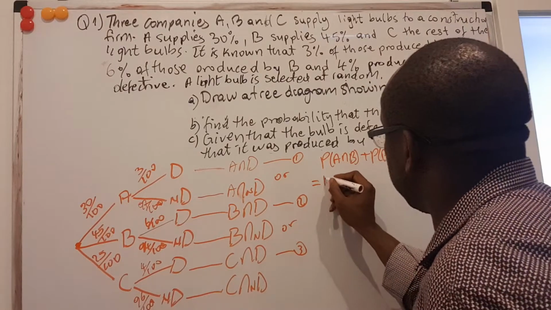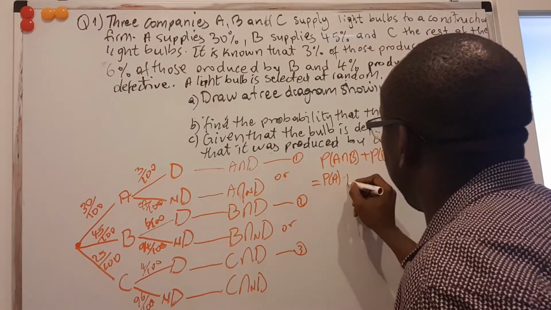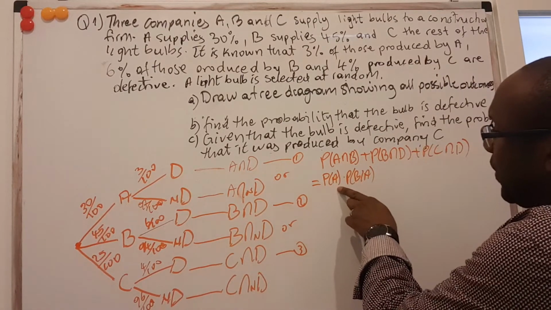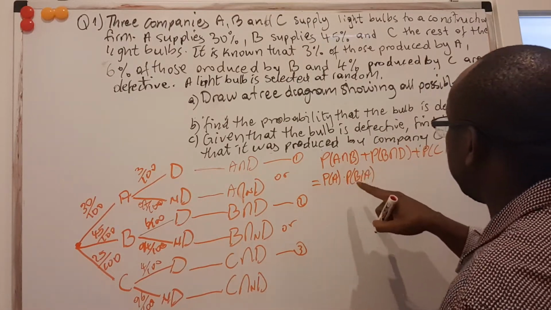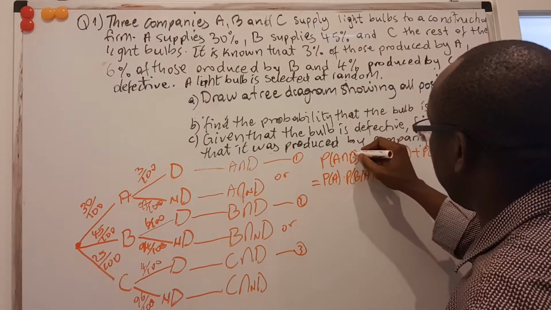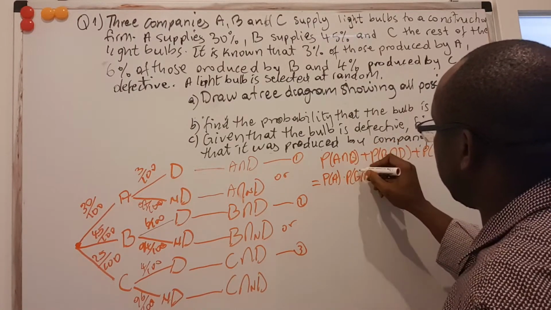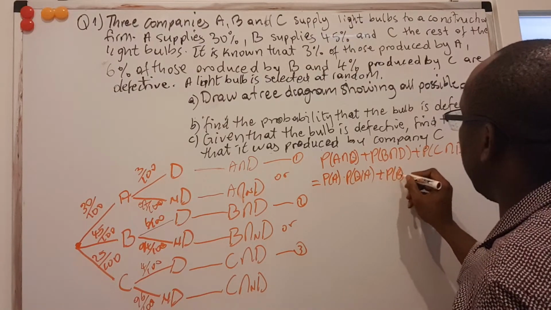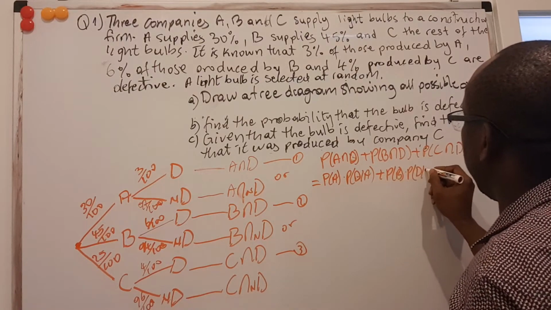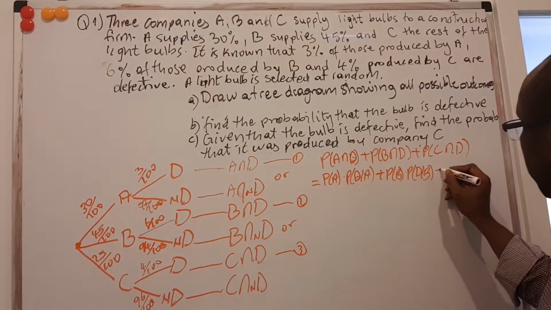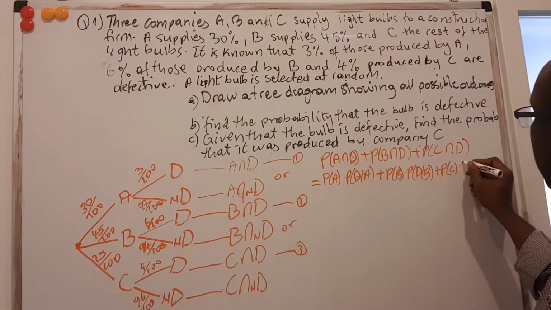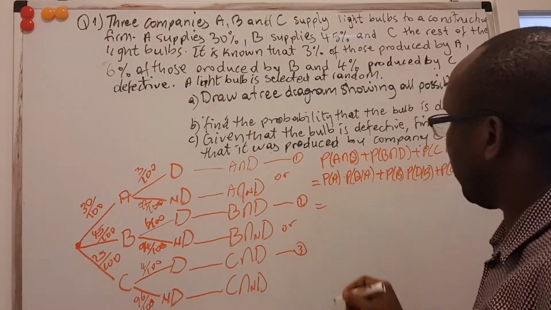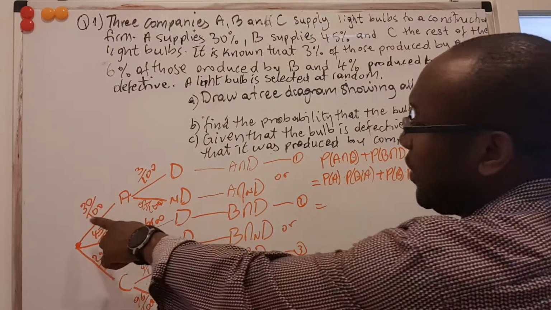You would see that this is the probability of A multiplied by the probability of B given A. So the probability that the bulb came from A multiplied by the probability that it is defective, given it came from A, plus the probability of B times the probability that it is defective and came from B, plus the probability of C times the probability that it is defective and came from C. If we arrange this well, then we can just copy the values and put them there.